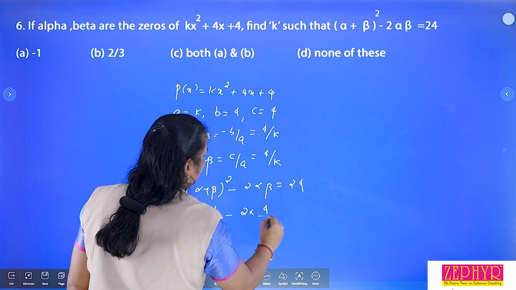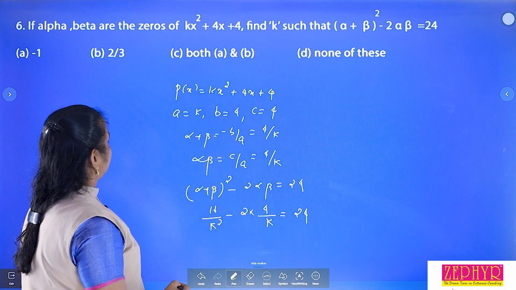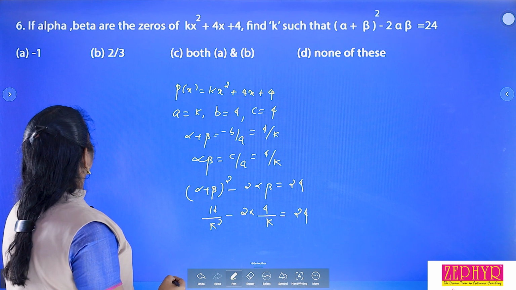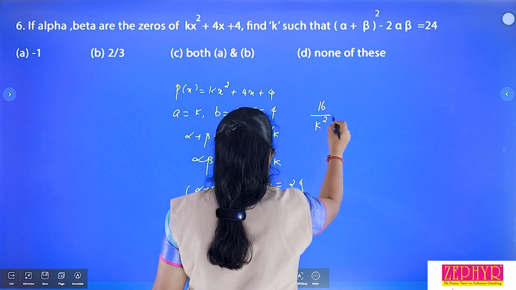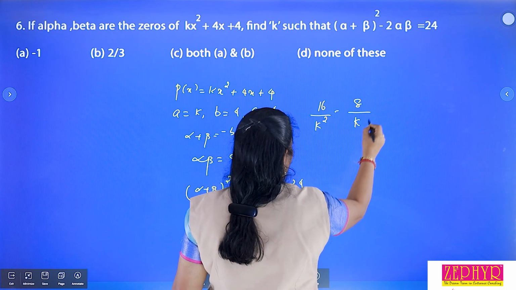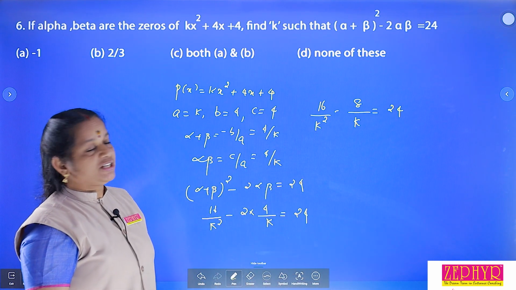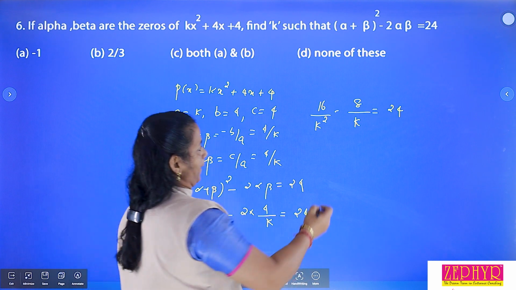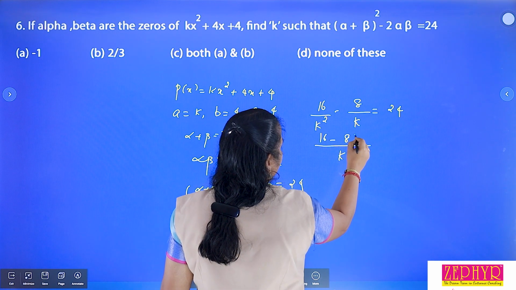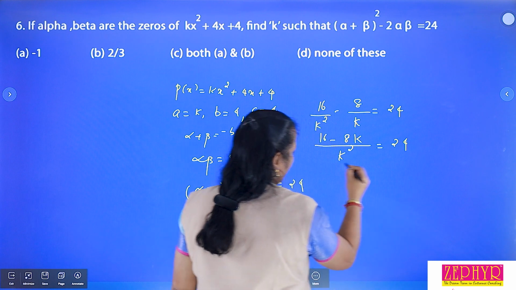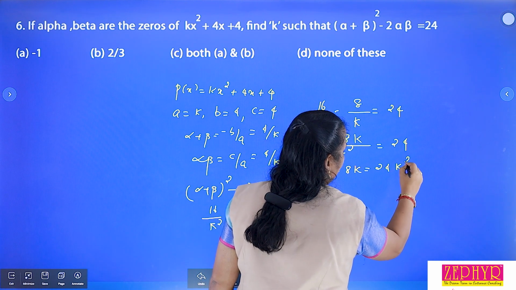What's the value of alpha beta? 4 by k, that's equal to 24. 16 by k square minus 2 into 4 by k, that's equal to 24. So it is 16 by k square minus 8 by k equal to 24. Rearranging the terms here, we get a quadratic equation in terms of k square. So taking k square as common LCM, it becomes 16 minus 8k equal to 24, or 16 minus 8k equal to 24k square.